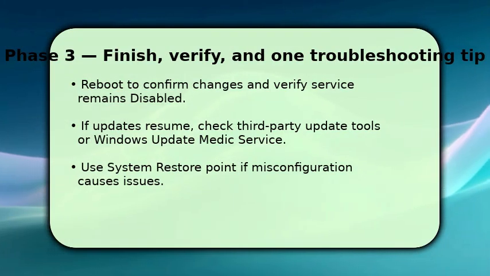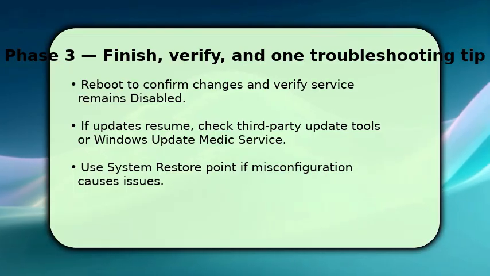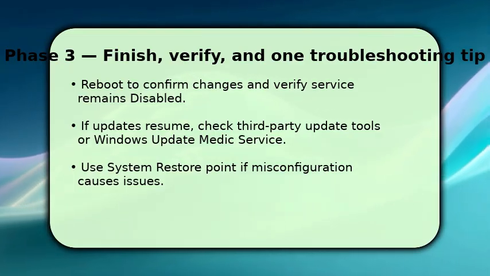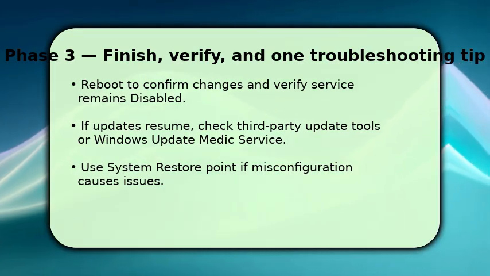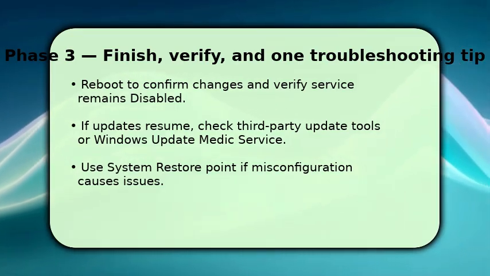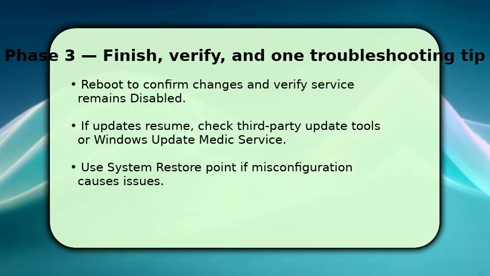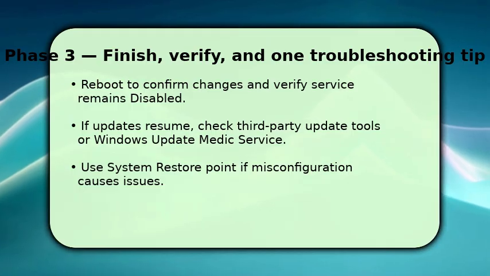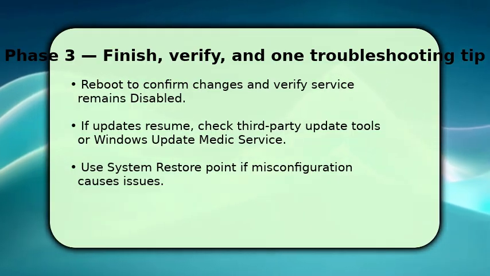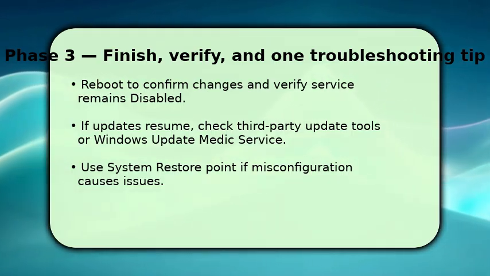You do this to confirm persistence across restarts. If updates resume, check for third-party management tools or the Windows Update Medic service, which can repair update services. Disable Medic only if you understand the risk. If misconfiguration causes problems, revert using a system restore point or re-enable the service temporarily. Keep one troubleshooting tip.